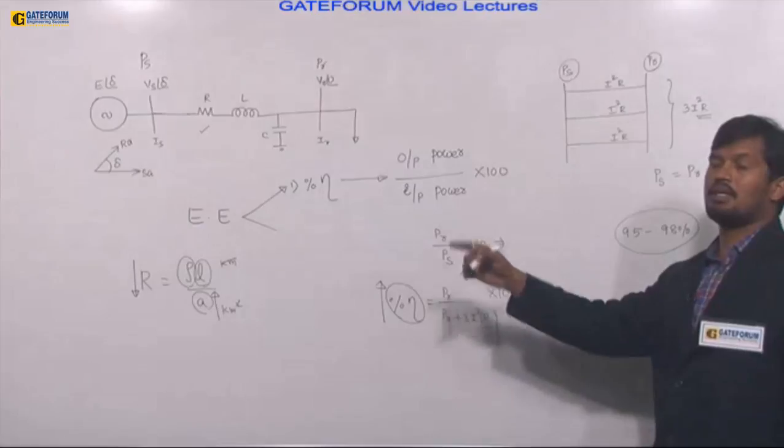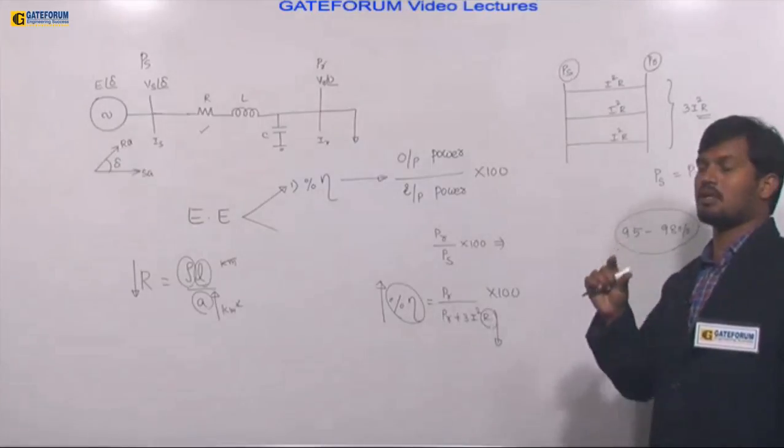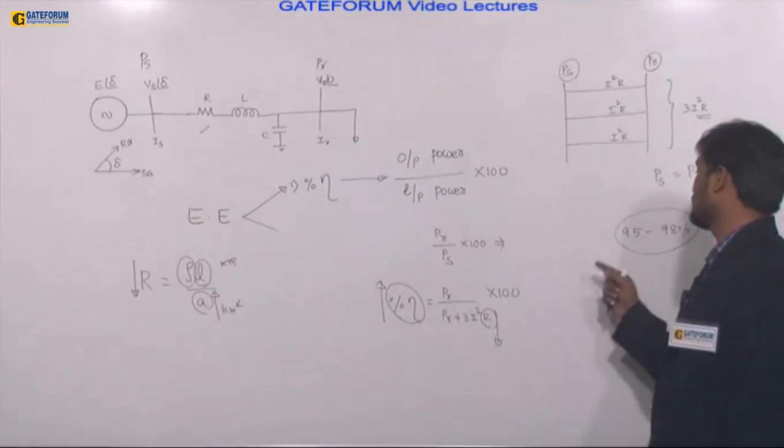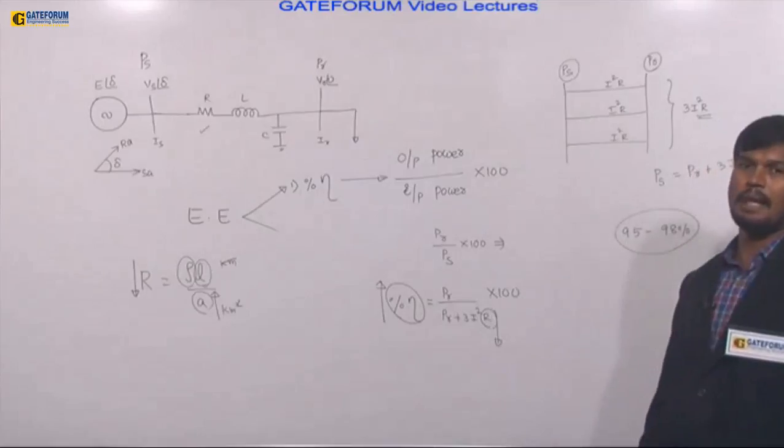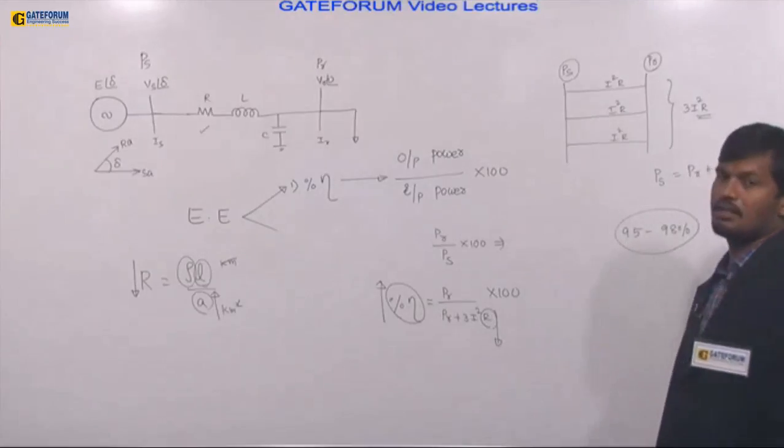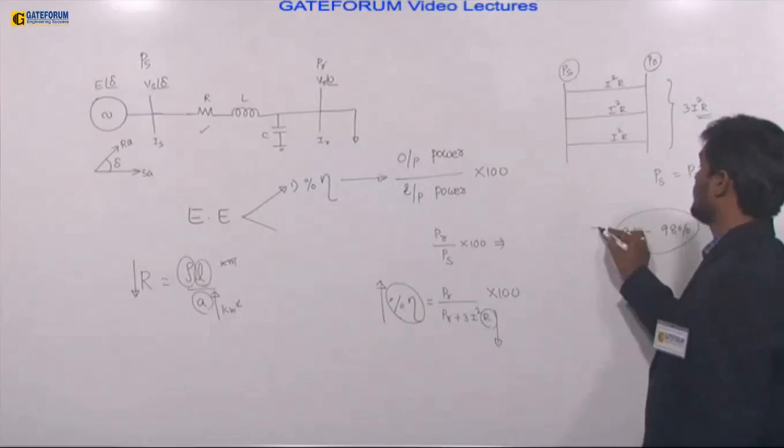Resistance of the long line is less. Reason? Area of cross section of the conductor is more. Automatically resistance is less, efficiency is more. Efficiency more means it is in between 95 to 98%. Right? It is the efficiency of transmission lines.